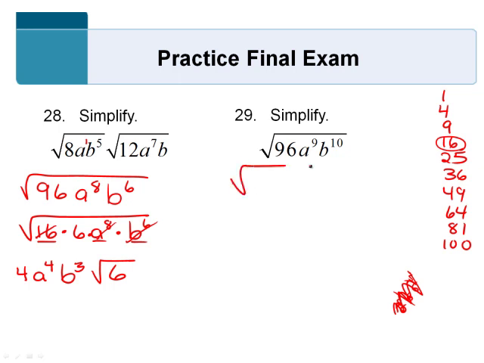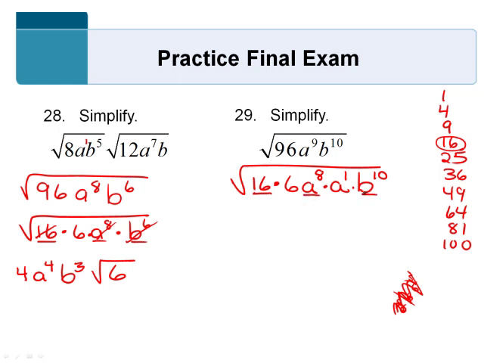Alright, so we just did 96. Well, let's just do it again since they put it here twice. So we simplified 96 into 16 times 6. That's how we're going to break that up. Now, a to the 9th, a lot of people mess up on that because they say, oh, 9's a perfect square. Not when it's an exponent. It has to be even. So this is where we drop back 1 to a to the 8th times a to the 1st, and we keep the b to the 10th because it's an even exponent. So your perfect squares are 16, a to the 8th, and b to the 10th.